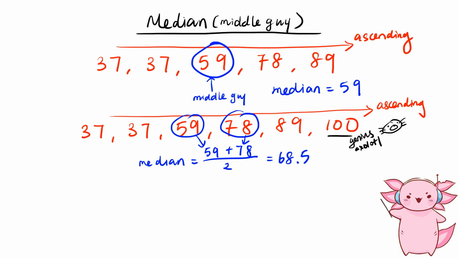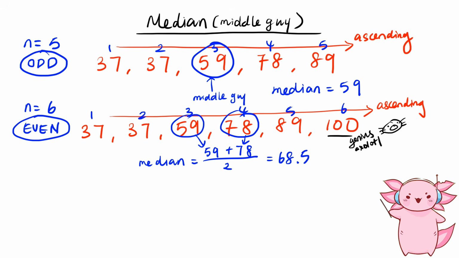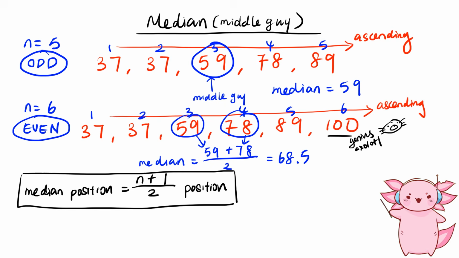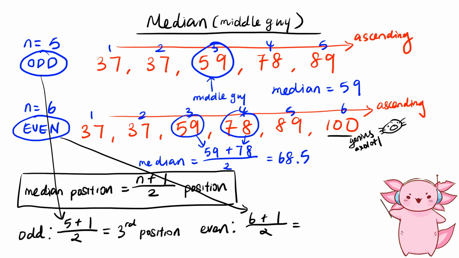From these two examples, you can notice that the method is different if the number of samples is odd or even. The general formula for finding the median position is n plus 1 divided by 2. So for the odd case, 5 plus 1 divided by 2 gives us the third position, and for the even case, 6 plus 1 divided by 2 gives us the 3.5 position. So we know to take the average between the third and the fourth guy.